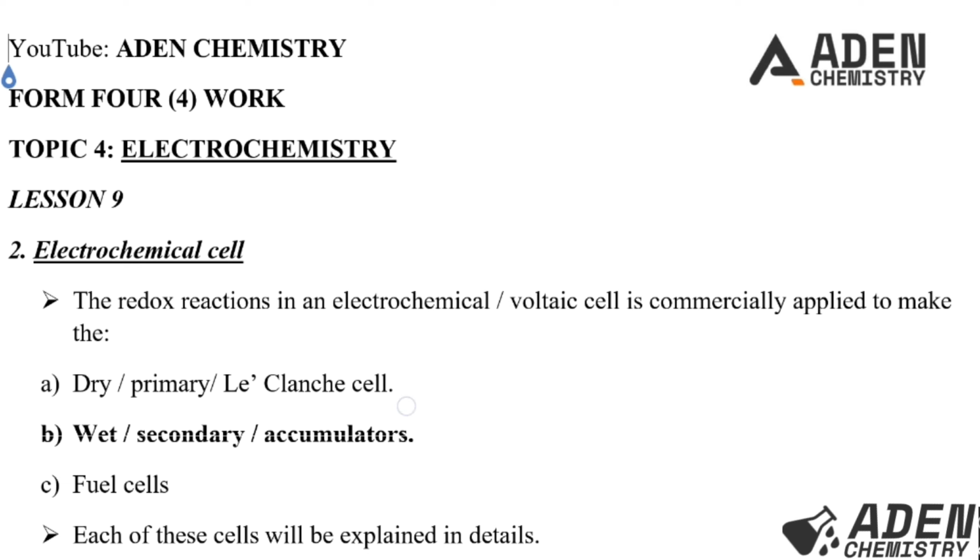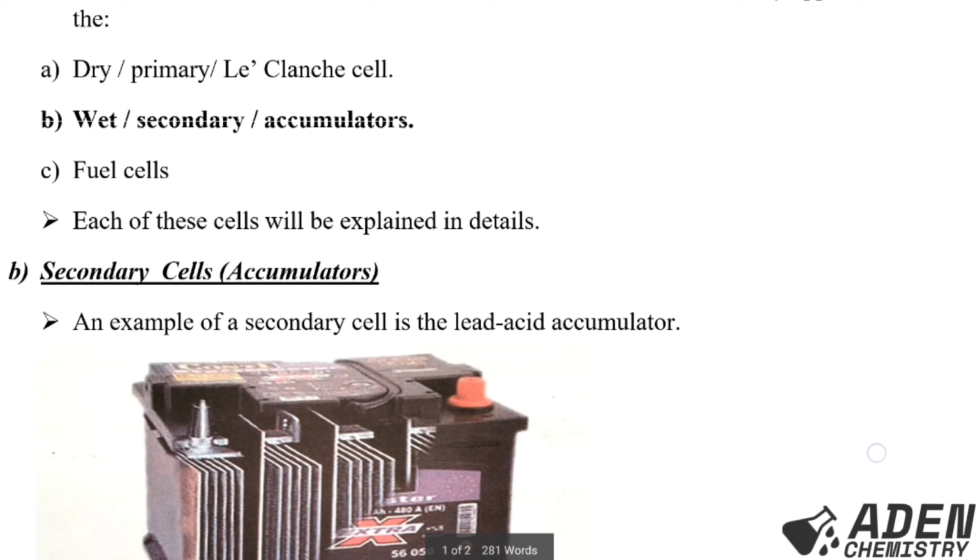So, in our previous class, we have done part A, and today, in our lesson 9, we are going to do the wet cells, which are known as the secondary cells, or accumulators. And a good example of these secondary cells, we are going to pick the lead acid accumulators, or the car battery. So in our next class, we are going to be dealing with the fuel cells, where we are going to take the hydrogen oxygen cell as the example of the fuel cell.